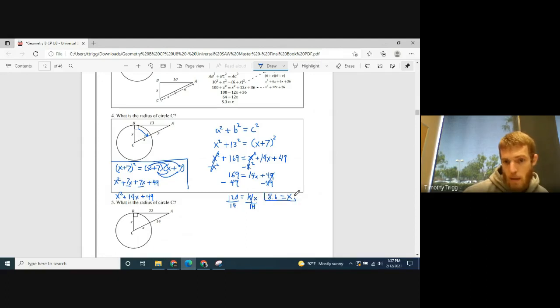So that's my answer, right? But what did that tell me as far as this picture? Well, that tells me the radius of this circle, because x is the radius of this circle. So 8.6 is the radius there.